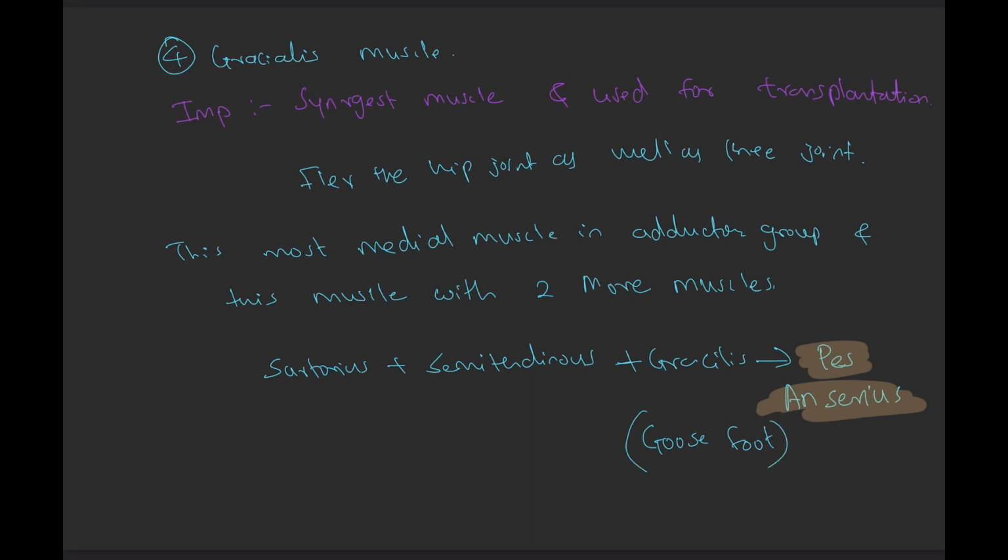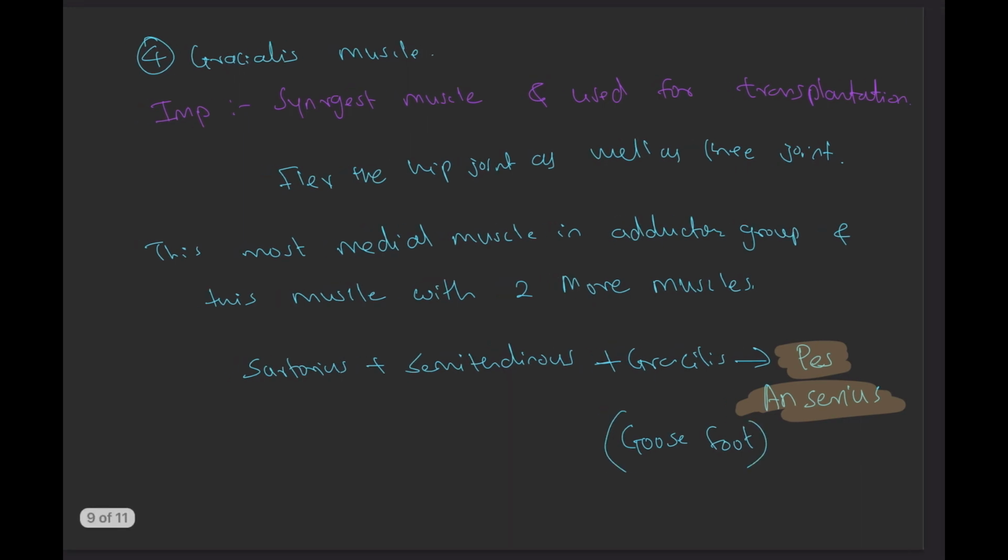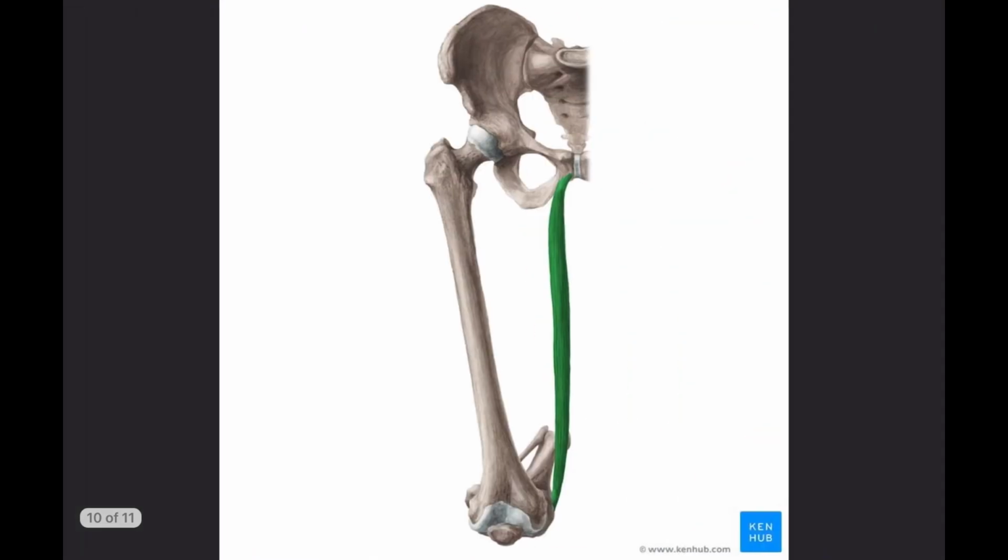Okay. This is the only muscle which crosses the hip joint and the knee joint.